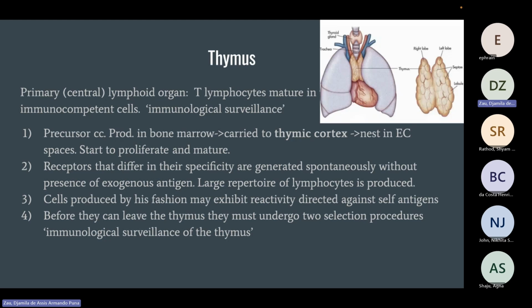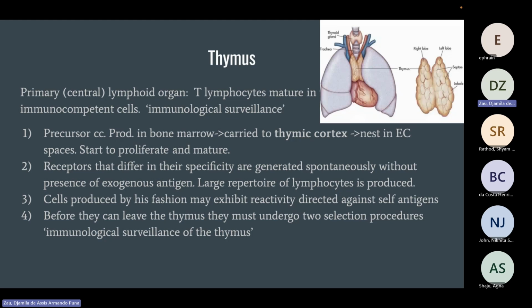And so how this starts, it starts with precursor cells that are produced in the bone marrow. From the bone marrow, these cells are going to go into the cortex. I will show you how the cortex looks in a second, but just try to visualize. They're going to the thymic cortex. And when they go into the cortex, they're going to settle in the extracellular space. There, the lymphocytes are going to start to proliferate and mature. So again, the lymphocytes come from the bone marrow, go to the thymic cortex, start proliferating, and then become mature.